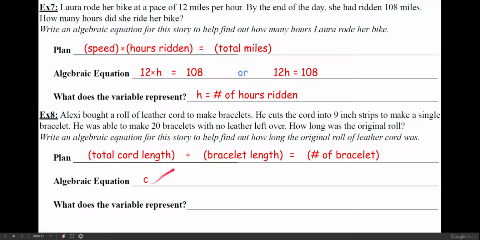I'm going to use C for my variable. We're going to divide it by the bracelet length, which is 9 inches for each bracelet. And then the total number of bracelets, we do know that. So it's going to equal 20 bracelets because that's how many he made. And that's it. Now, the preferred way to write division in an equation, the way you'll see it most often, is going to be division in the form of a fraction. So this says C divided by 9 equals 20. This also says C divided by 9 equals 20. And what does the variable represent? Well, C represents the total cord length that he bought at the beginning.